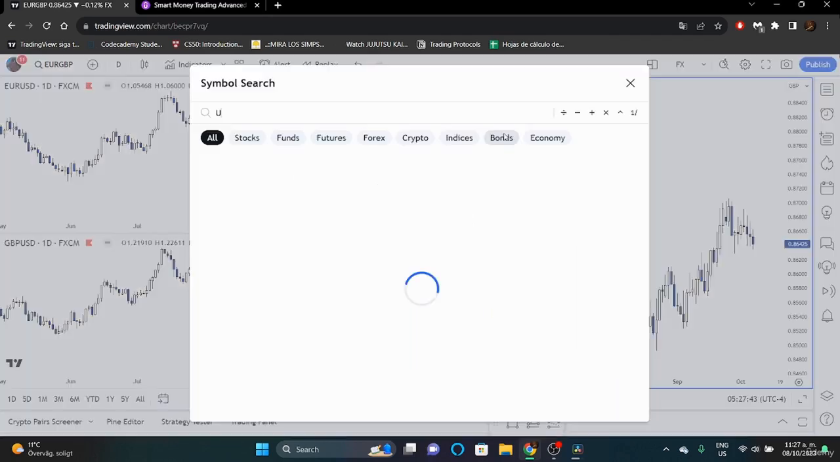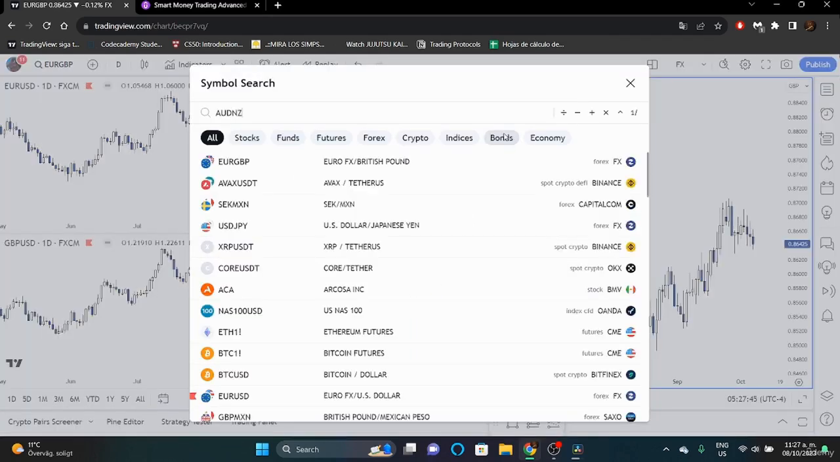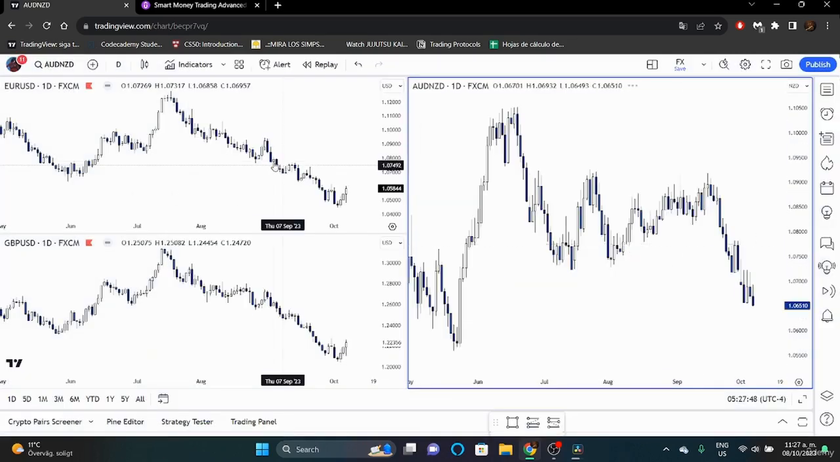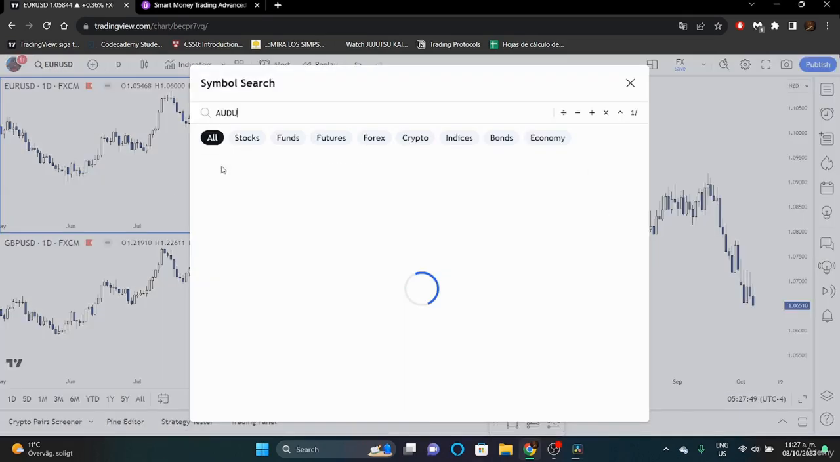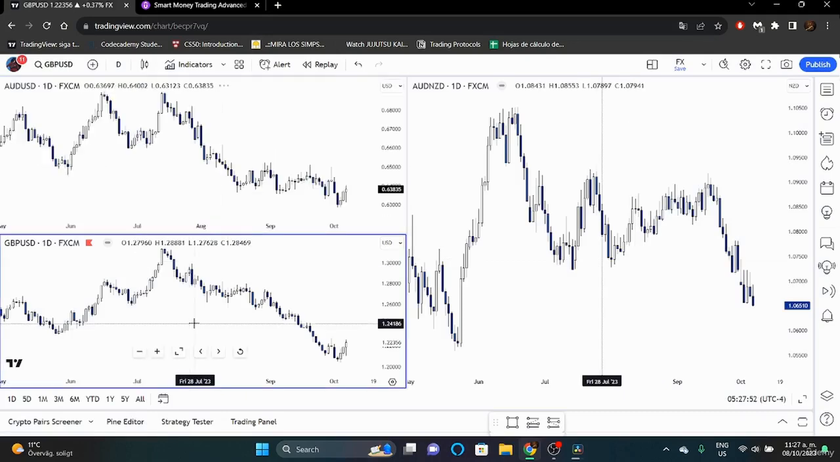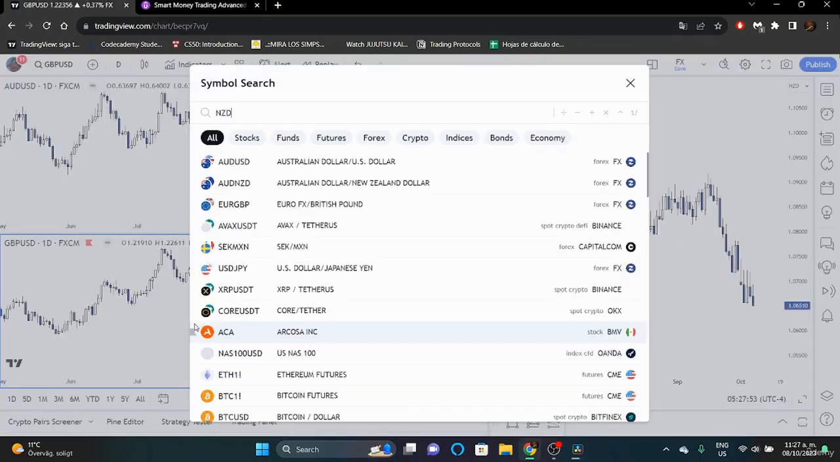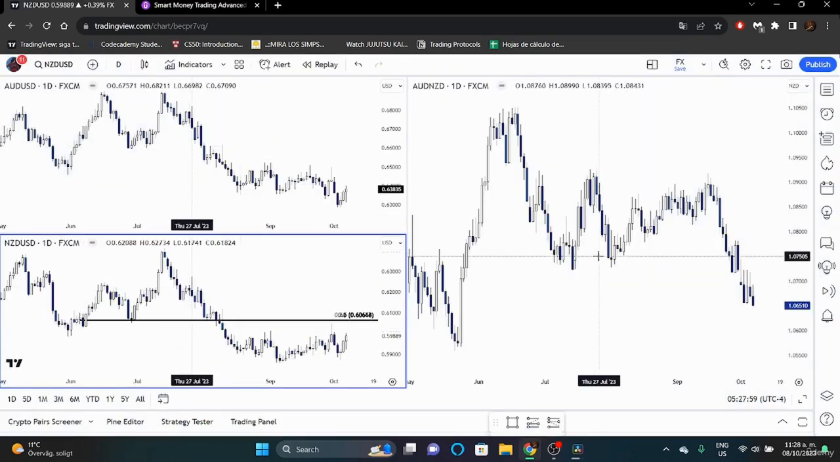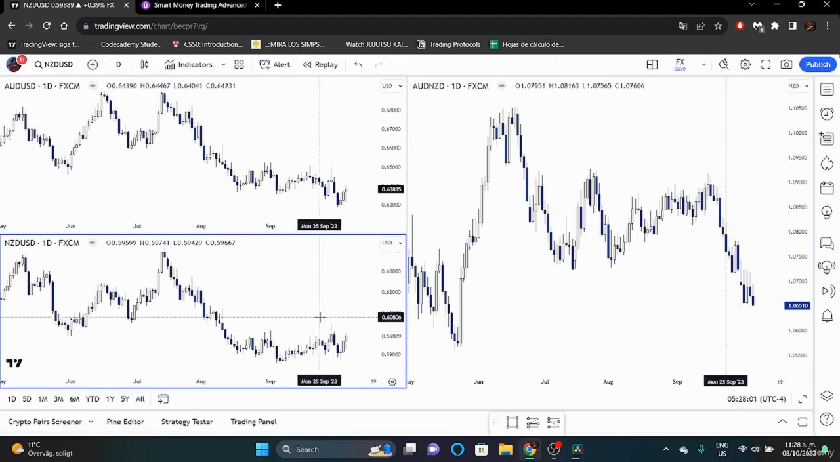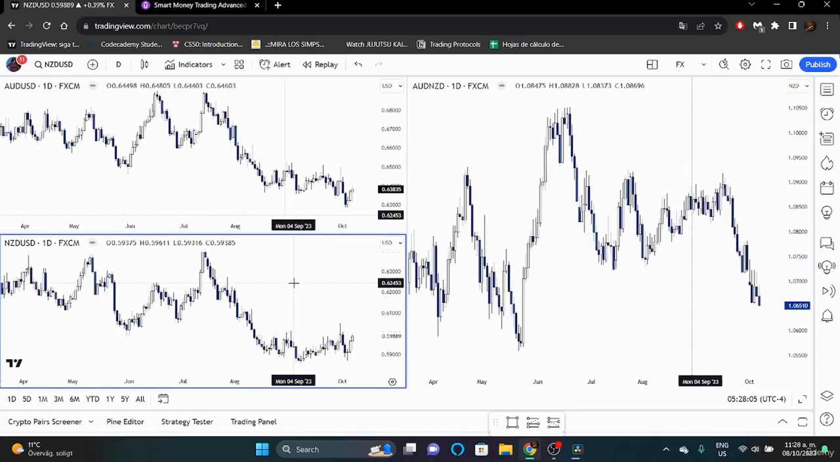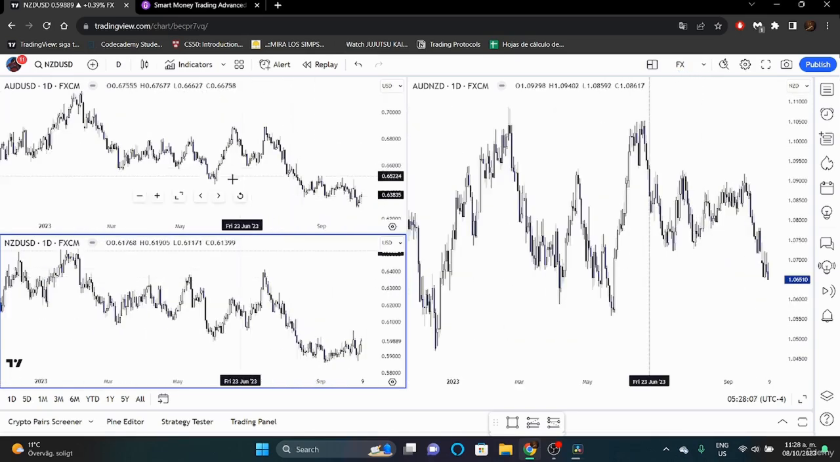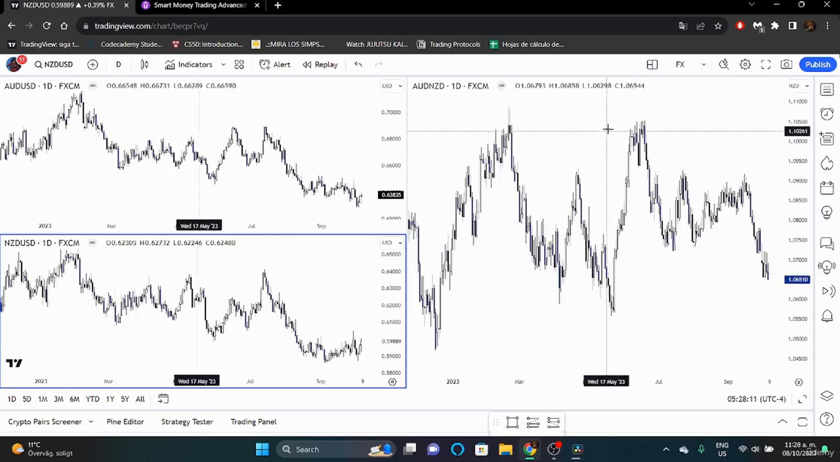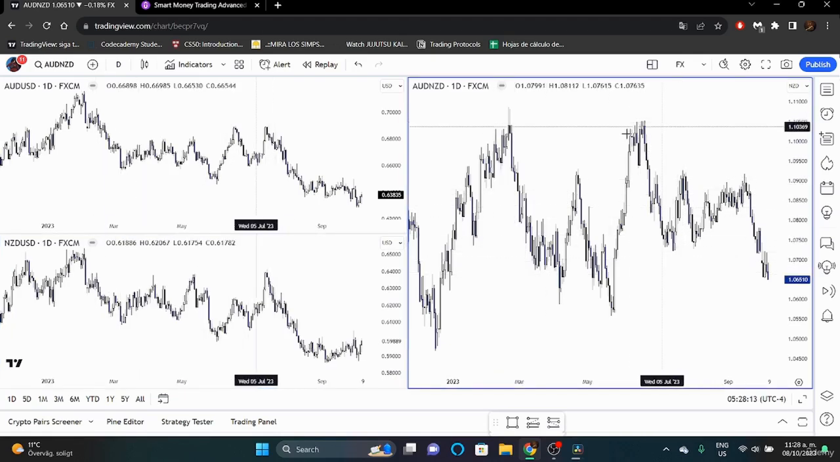And you can do this also with pairs such as AUD USD and NZD USD. These pairs are highly correlated, okay? As you can see, look at my charts. Look at how their movement is, and look how their chart is. It's the exact same thing.